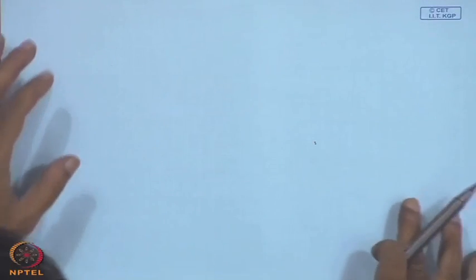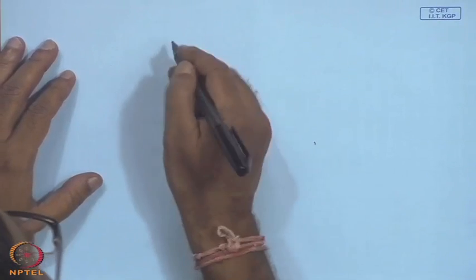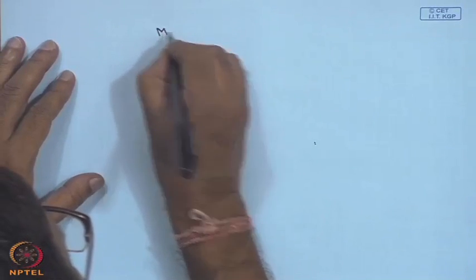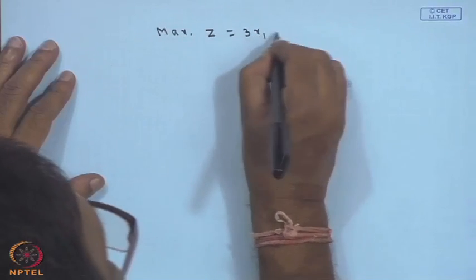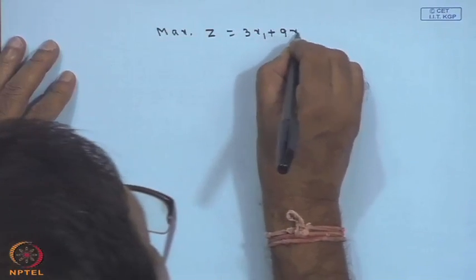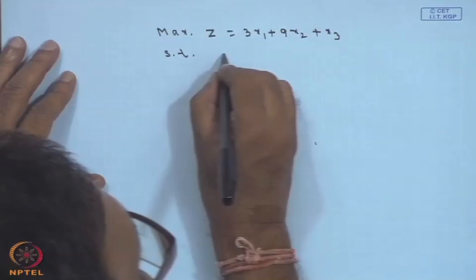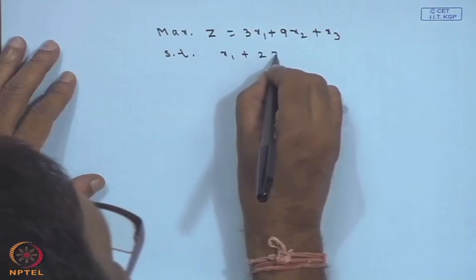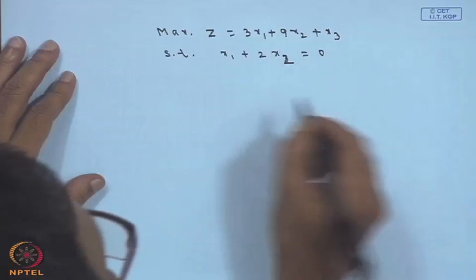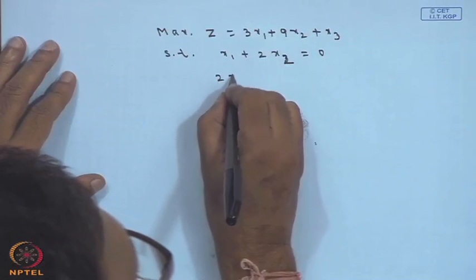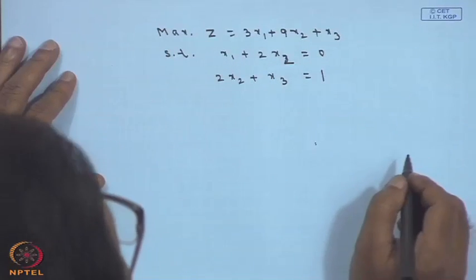Let us see the first type of degeneracy, that is on the initial basis itself, where a basis variable is 0. Let us take one example. Maximize z equals 3 x 1 plus 9 x 2 plus x 3, subject to x 1 plus 2 x 2 equals 0 and 2 x 2 plus x 3 equals 1.